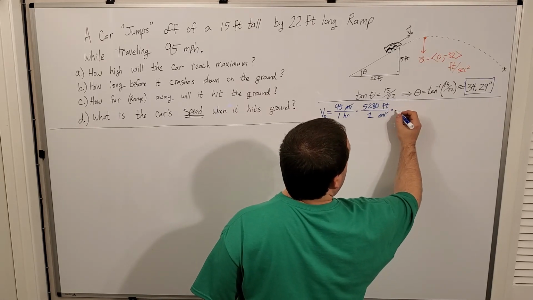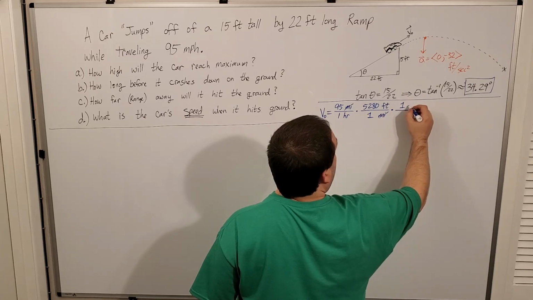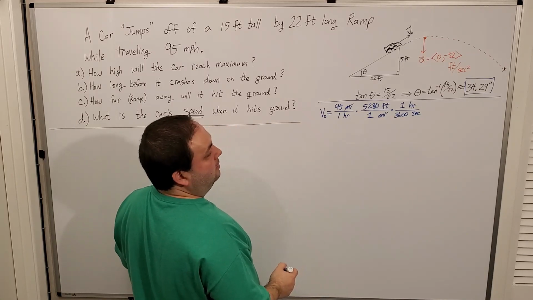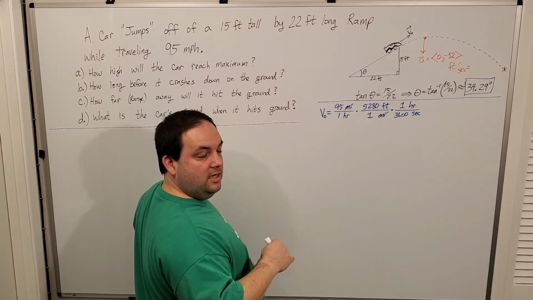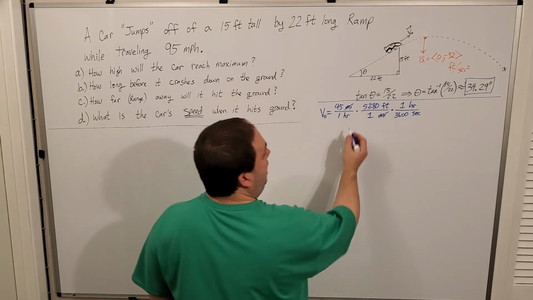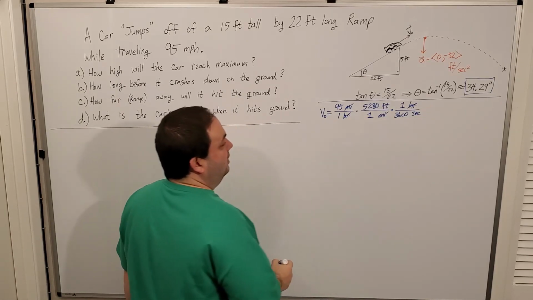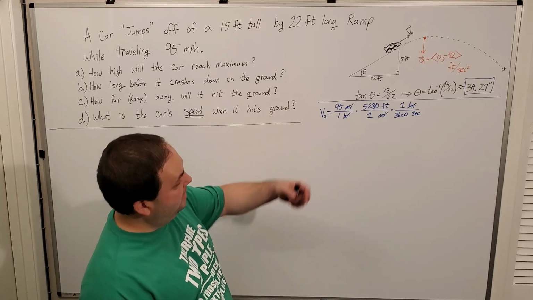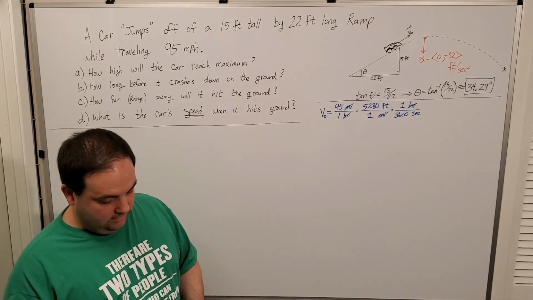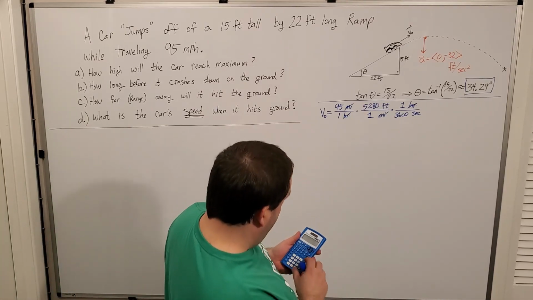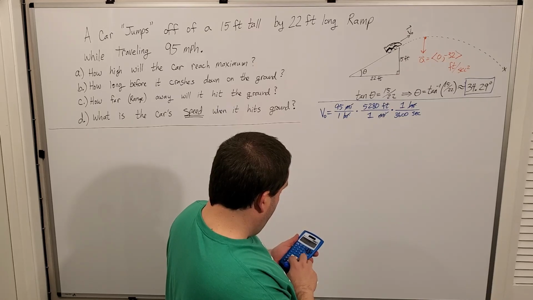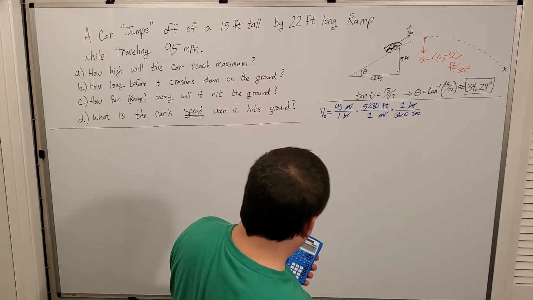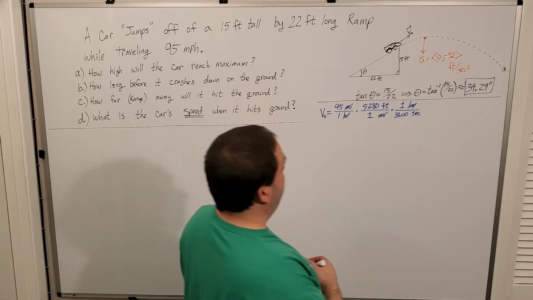And then in 1 hour there are 3,600 seconds, because it's 60 times 60: 60 seconds in a minute, 60 minutes in an hour. I just went straight from hours to seconds, doing all my conversions. So that's going to be in feet per second. Let's multiply this out: 95 times 5,280, divided by 3,600. So I've got 139.33 repeating.